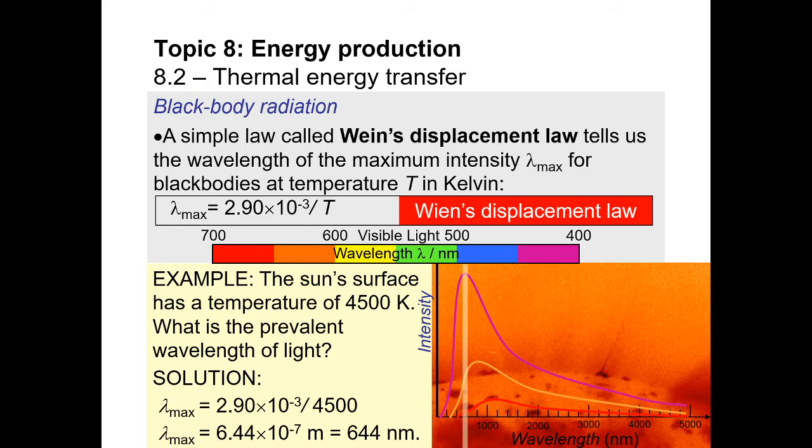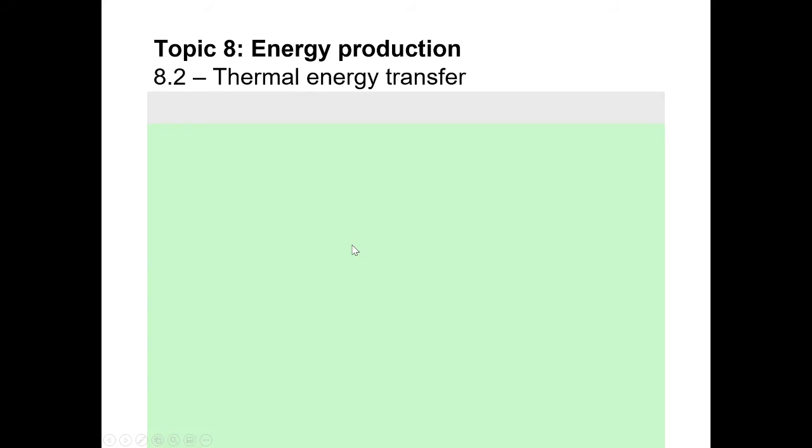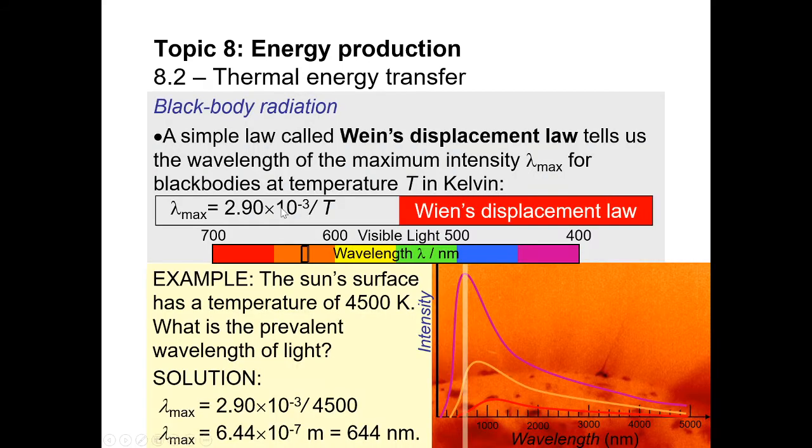Okay, so there's the visible spectrum. You've got your red wavelengths at around 700 nanometers. You've got your violet at around 400 nanometers. We've got 644, so 644 is right about there. So you're dealing with a bit of an orange color. All right, moving on.